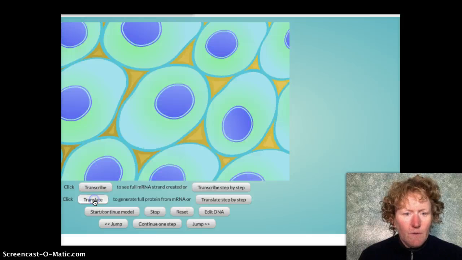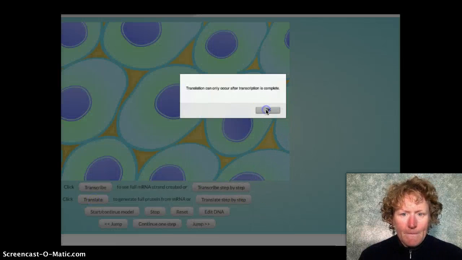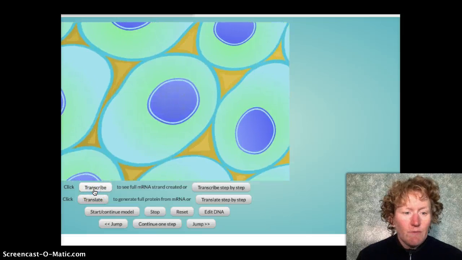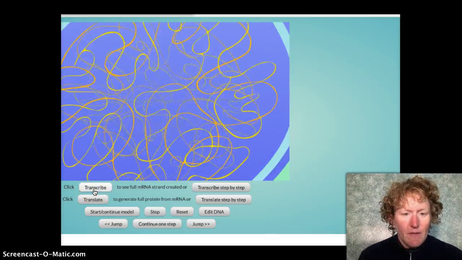Here's another nice view. All right, we have to transcribe first. It's reminding us that we need to transcribe before we can translate.